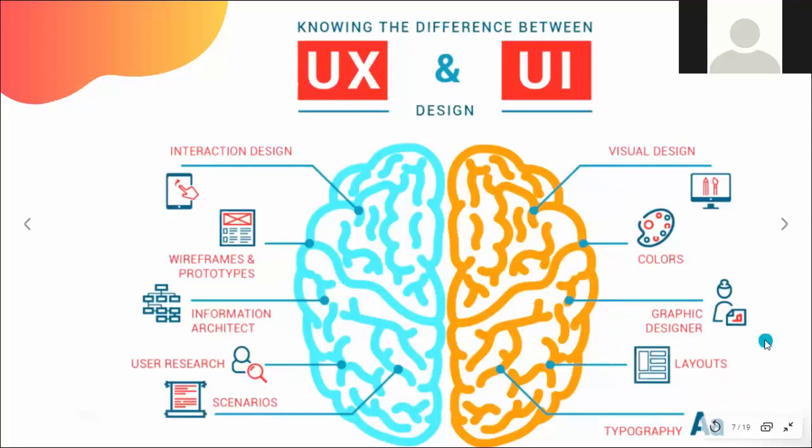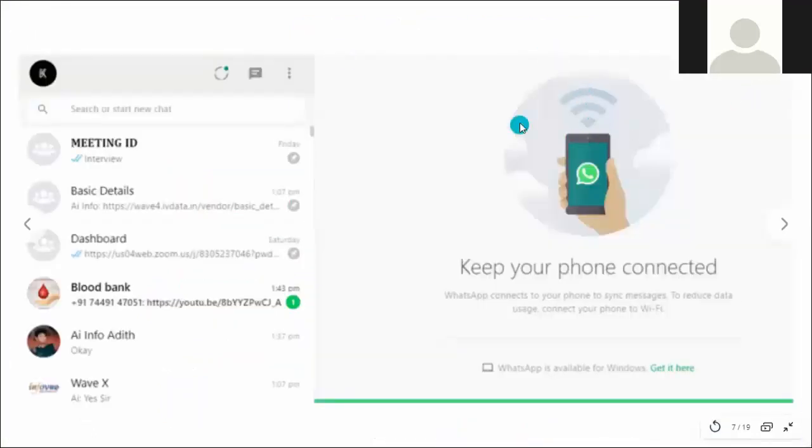Let me take this screen. It's WhatsApp Web. In this, the UX designer designs from the starting point. For example, if you want to create an account on WhatsApp, you first have to give your phone number, then the OTP will be sent to the person's phone number. Then they will auto verify that number, and once you fill in the basic details, you will be taken to the home screen of WhatsApp.